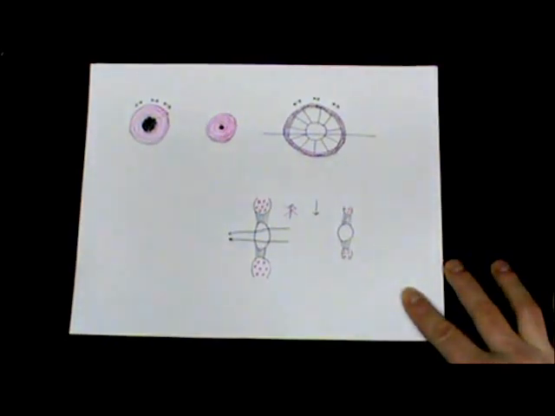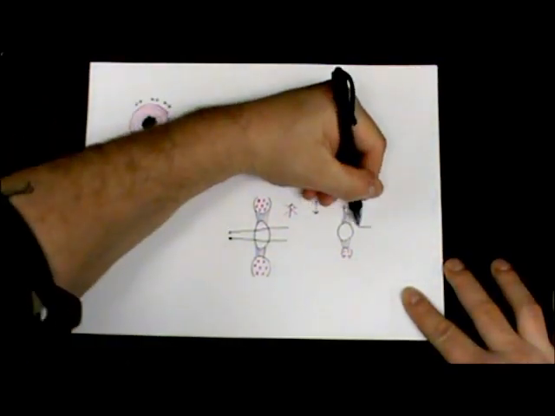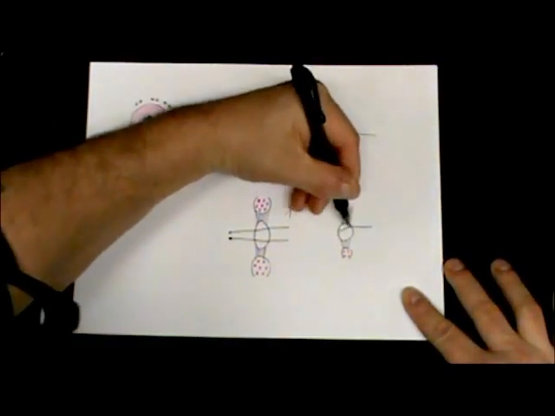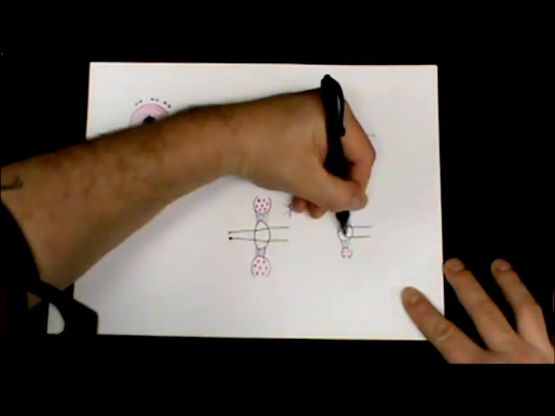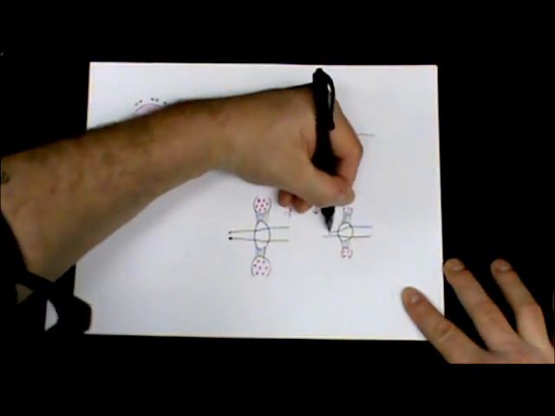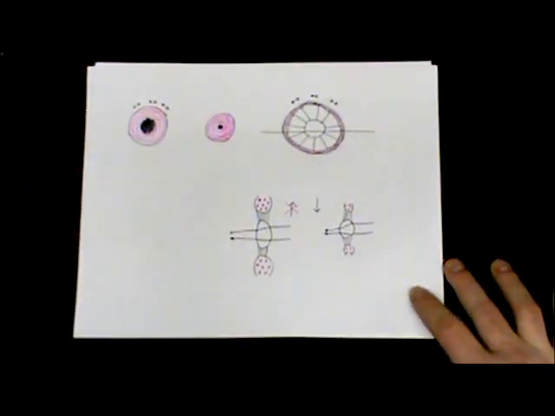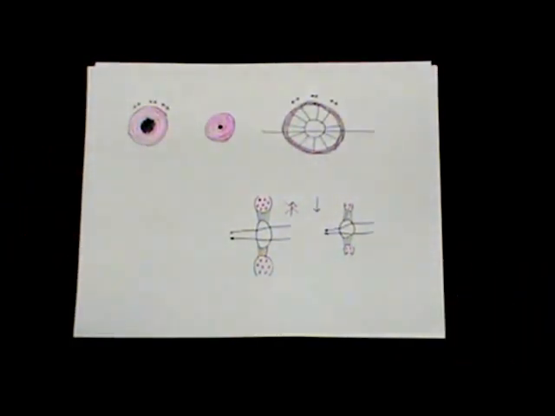And that accommodation, that rounding of the lens, refracts light a lot more sharply so that closer objects can still be kept in view as we go through and try to keep things in focus. So that's it for cranial nerve 3. We'll come back with cranial nerve 7 in just a minute.